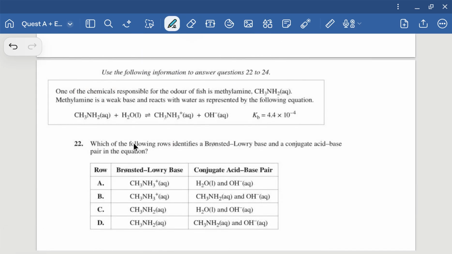Question 22, which of the following rows identify a Bronsted-Lowry base and a conjugate acid-base pair? So looking at what we're seeing here, what's acting like a base, in this case, what we're seeing is that hydrogen's coming over to be donated. So we have the CH3NH2 acting like the base because it's accepting the hydrogen. And then your conjugate acid-base pair, again, don't forget you have to be right beside each other on the table. So we're seeing in this case that it will have to be the one with water.